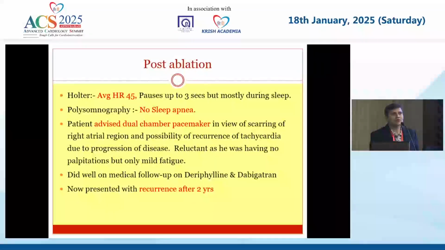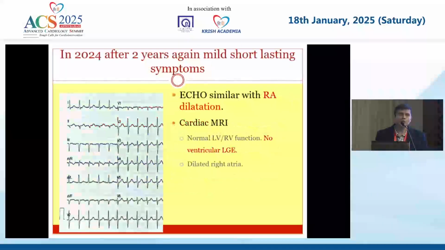After tachycardia was treated, he continued to be in bradycardia, 45 average heart rate. He was advised a dual chamber pacemaker just because he had a scar and the chances of recurrence of tachycardia were there. But he was reluctant because now the tachycardia settled, bradycardia is well tolerated, and therefore he continued for 2 years on dabigatran and theophylline to keep his heart rate up. Again in 2024 he presented with palpitations, and that is where he again had symptoms.